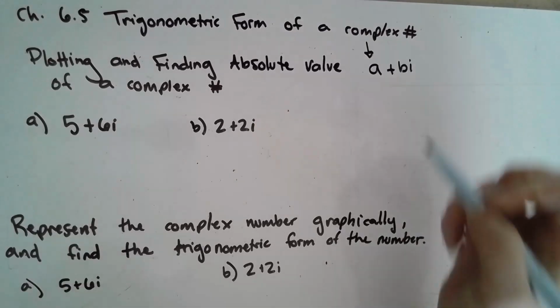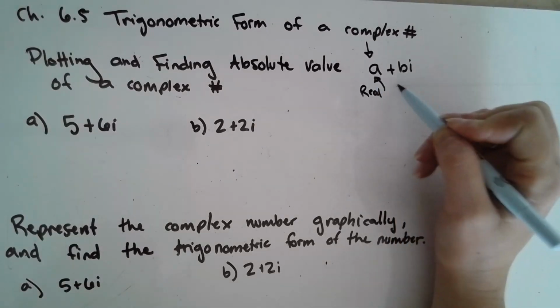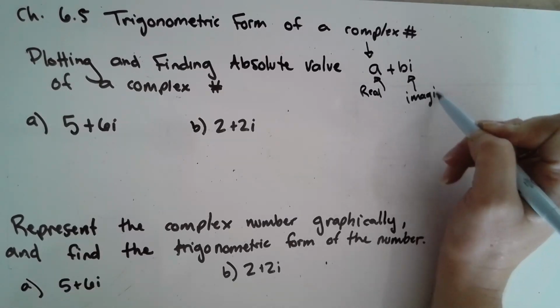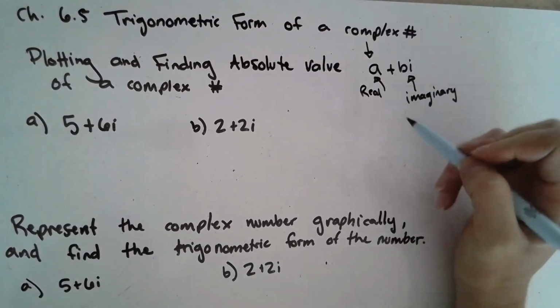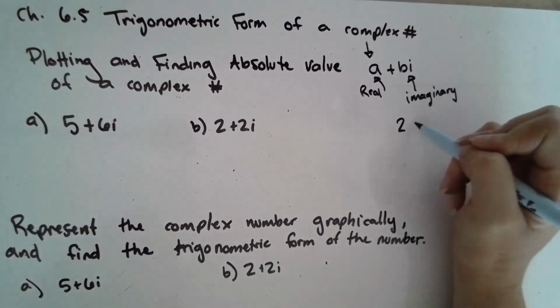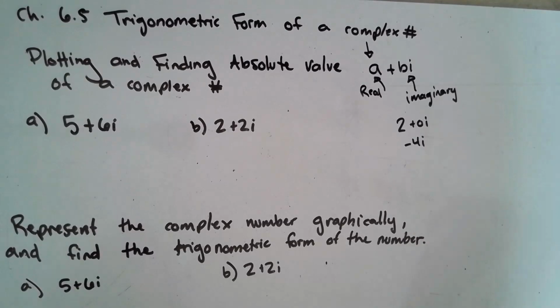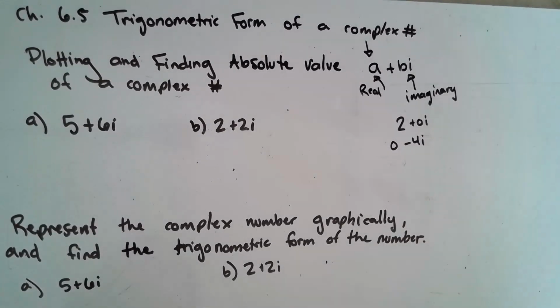So we have a real number being added or subtracted to an imaginary. Technically any number can be a complex number. 2 is a complex number, it's like we have 2 plus 0i. Negative 4i is a complex number because it's like we have a real number minus an imaginary number. So technically everything is a complex number.